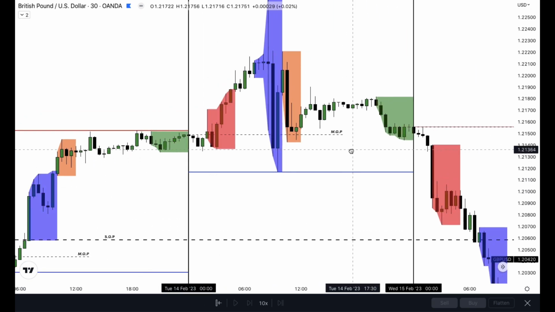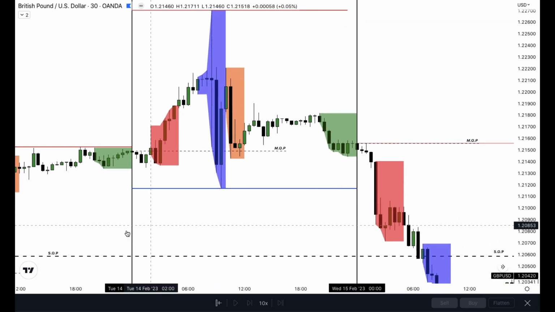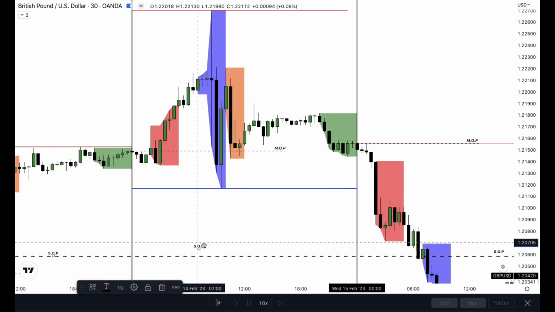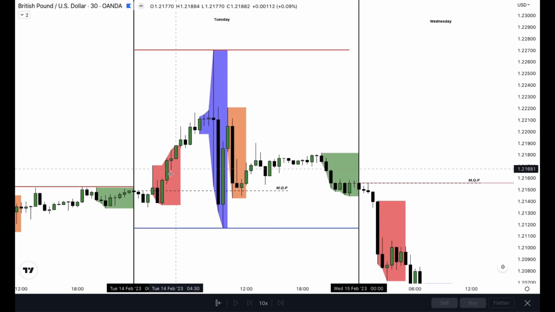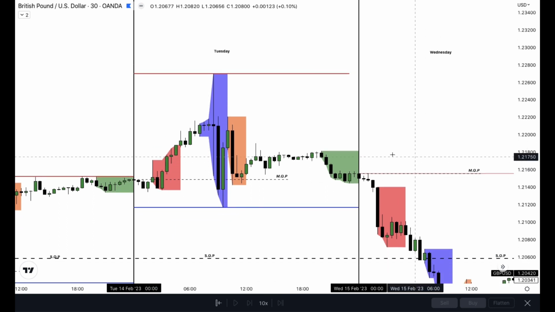If we look at Tuesday, same thing as well. We're above Sunday's opening price here, and we're above midnight opening price. 10 a.m. starts, we do get a move down. But you can see that same way for gold, GU on Tuesday had more of a whipsaw day.